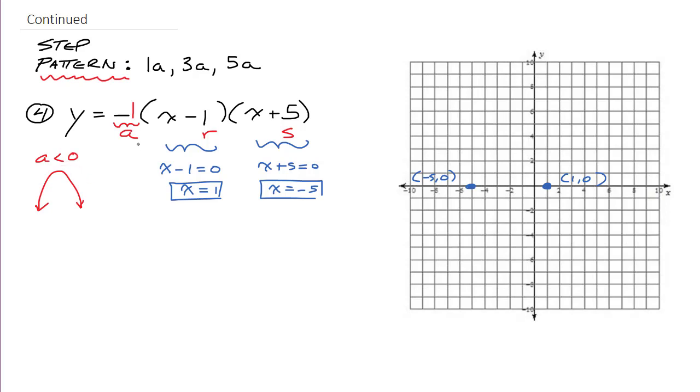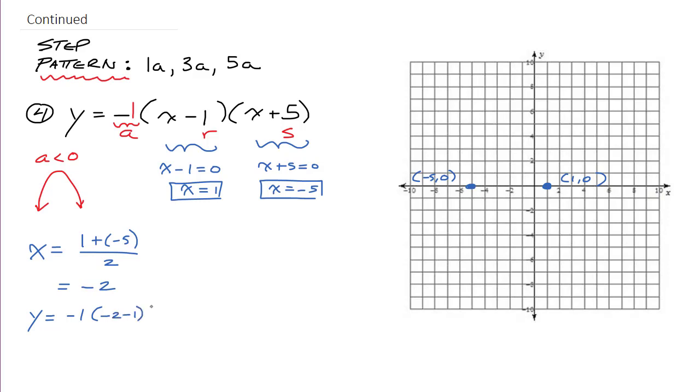All right, so let's find our vertex. Now, in this form, the easiest way to find your vertex is just add the 2 roots together, so 1 plus -5, and divide by 2, which is we're just finding the halfway point between these 2 points. So 1 plus -5 is -4, divided by 2 is -2. All right, so the x-coordinate of our vertex is -2. The y-coordinate, we just do the same thing as in the previous examples, just sub in x of -2 and solve for y.